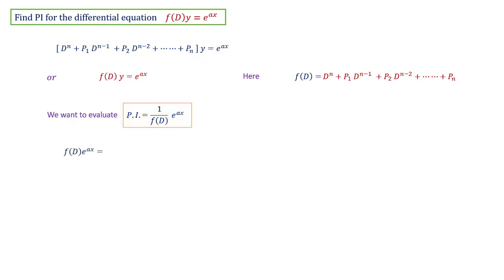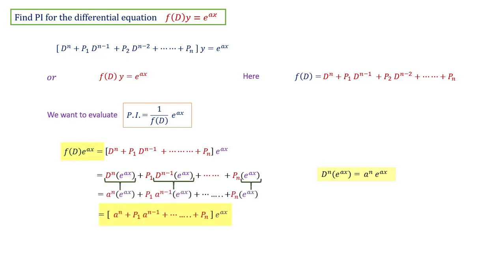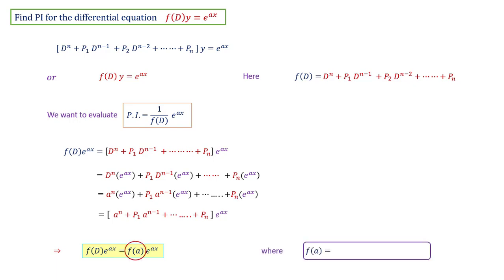Suppose we have f(D) of e power ax. From differential calculus we know that the nth derivative of e power ax is a power n e power ax. Now using this result we get, therefore, f(D) of e power ax is equal to f(a) e power ax, where f(a) is as shown. Now here two cases arise.